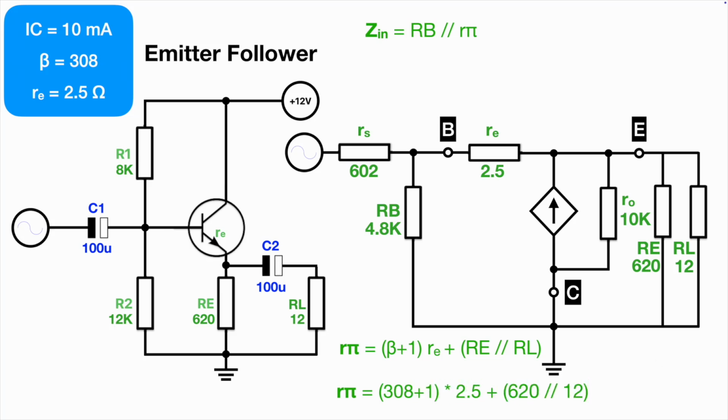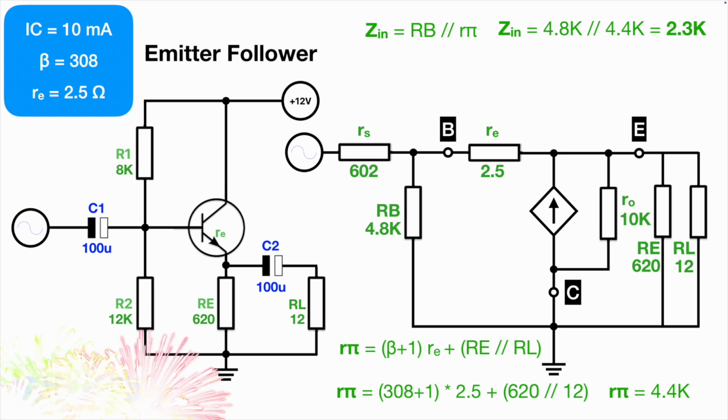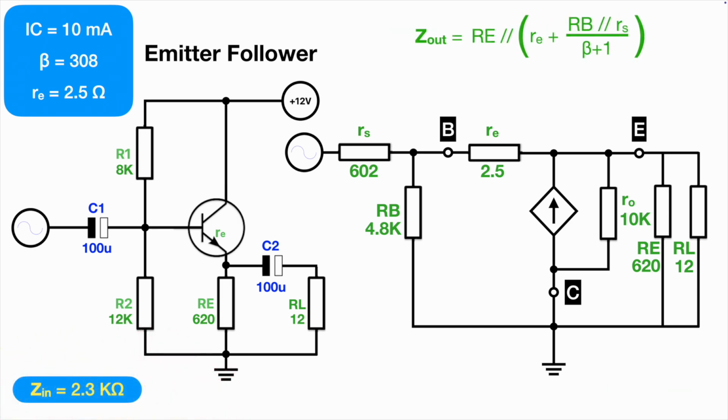And that comes out with an R pi of 4.4k. And so we can calculate, as we did before, the input impedance by simply paralleling RB with this value R pi, 4.4. So it's 4.8k in parallel with 4.4k. And you know how to do that now. And that gives us an input impedance of 2.3 kilo ohms. Let's put it there. Okay, let's have a little look at the output impedance.